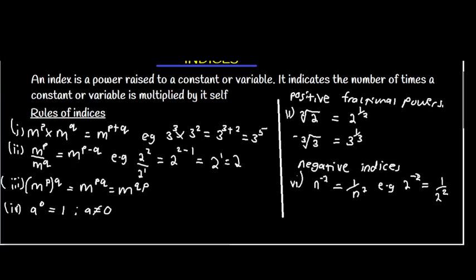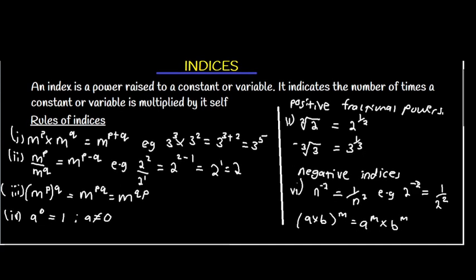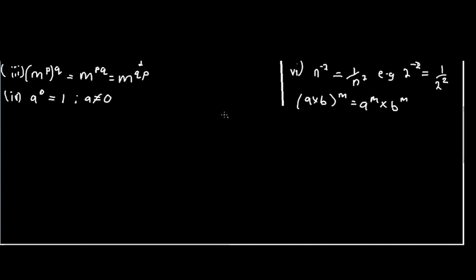Then the other thing to note is that if we have an expression like a times b, all to power m, this is the same as a to power m times b to power m. So this one is also going to be important as we go through this topic of indices. And after that, let's try out some examples using the above rules and basics.